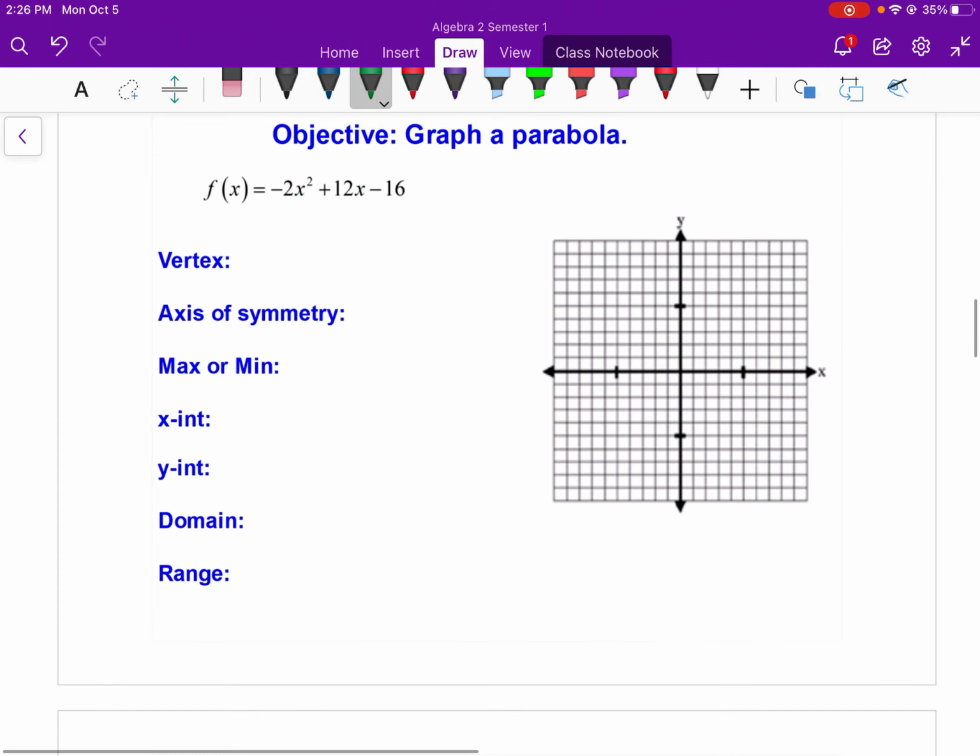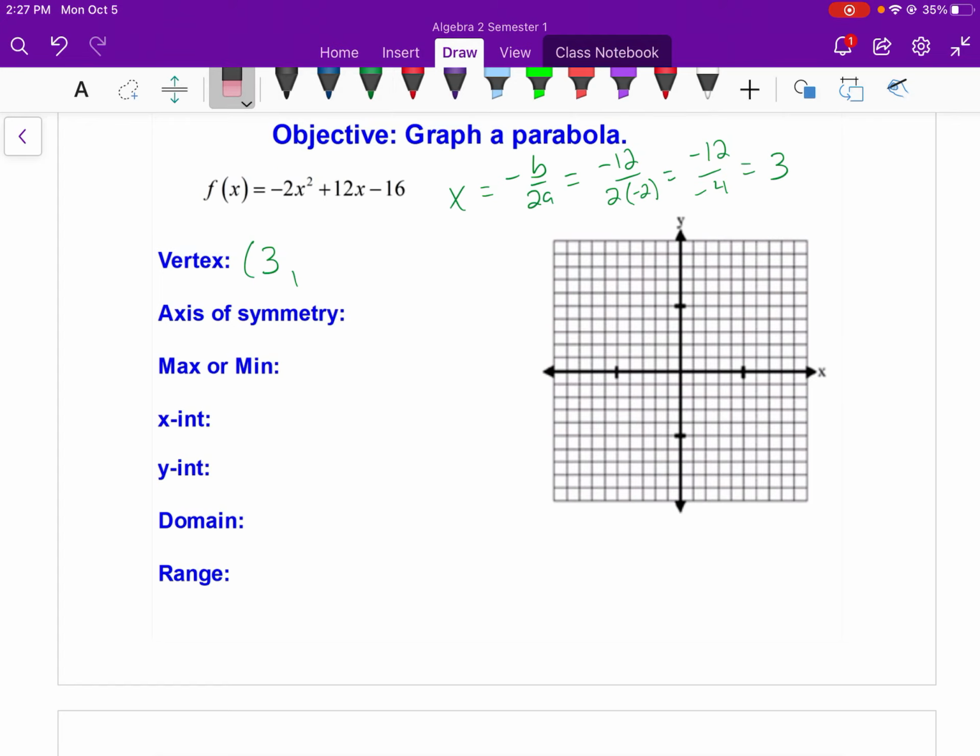Let's move on. Let's do standard form. Okay, so in standard form, again, for the vertex, we use negative b over 2a. That is going to be our x coordinate of the vertex. Again, a, b, c. So negative b would be negative 12 over 2 times negative 2, negative 12 over negative 4, which will give us 3. Okay, so that's our x coordinate of the vertex.